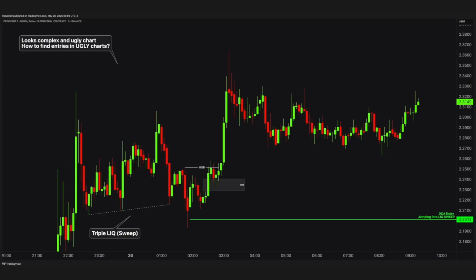What if you hate cost averaging? Then wait for more confirmation. Notice the structure break here, then the small pullback into imbalance, a nice 2-hour trade. Another great possibility in my opinion.